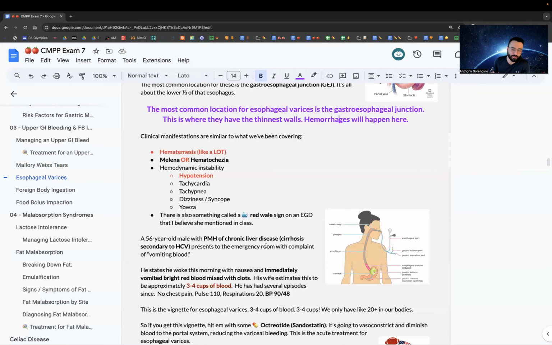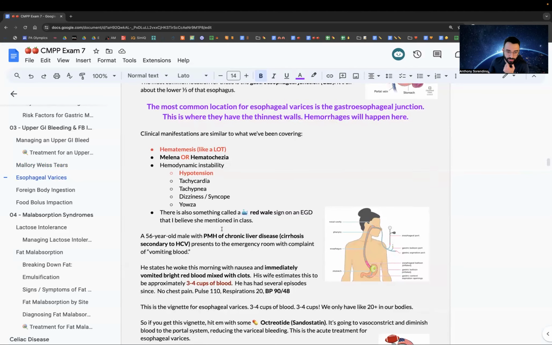So you're going to have the hematemesis, like a lot. You're going to have a lot of bleeding. You're going to be throwing up a lot of blood. You're going to have melena or hematochezia, so just blood everywhere. But you also want to look out for hypotension. So look out for that hemodynamic instability here, again, with some tachycardia. There could be dizziness. There could be syncope.